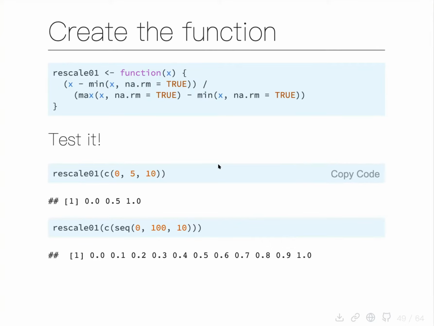We want to generally test it on cases where we know what we would expect the outcome to be. So here I just have a vector that's 0, 5, and 10. If I'm going to rescale that to span from 0 to 1, I would expect 0, 0.5, and 1. That's what I get. Here, a sequence from 0 to 100 by 10, and you can see I get 0.1, 0.2, 0.3, right? Again, that's the output we would expect if we're rescaling this to be between 0 and 1. Okay?